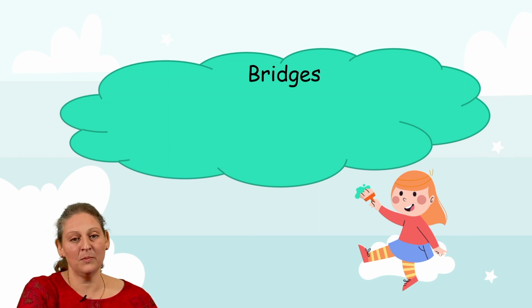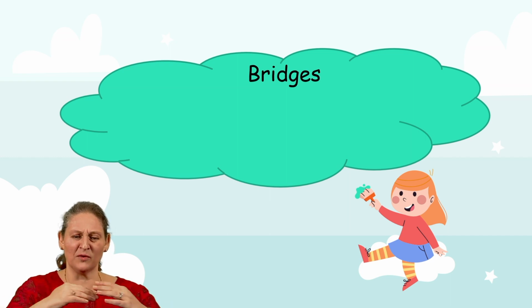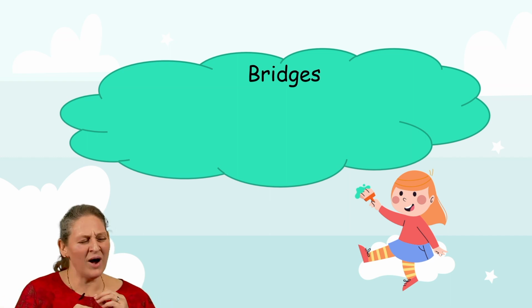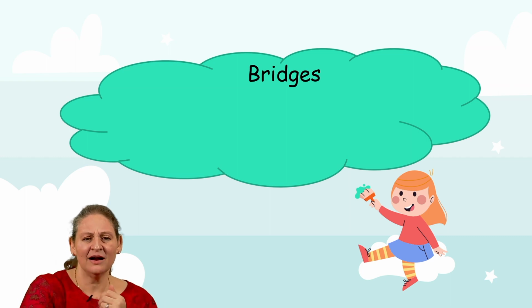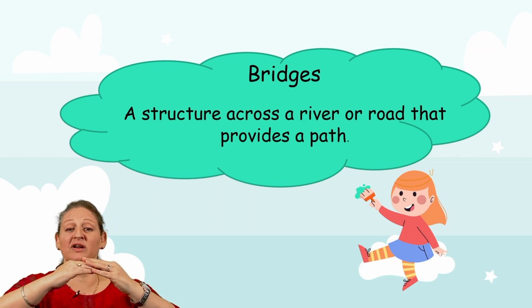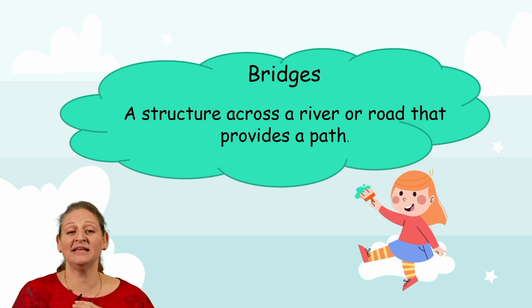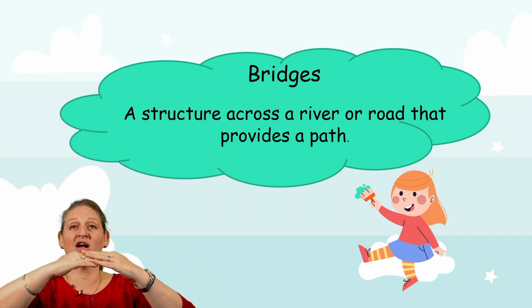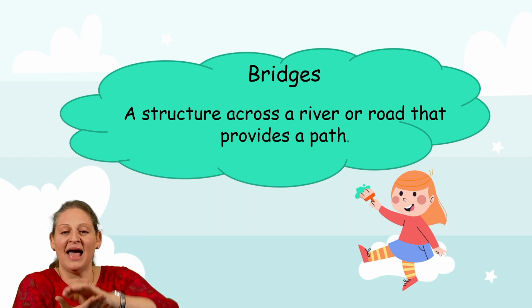What is our next word? Bridges. In the poem it says there are bridges over rivers. What is a bridge? Can you think? A structure across a river or a road that provides a path. Say with me, a structure across a river or a road that provides a path.